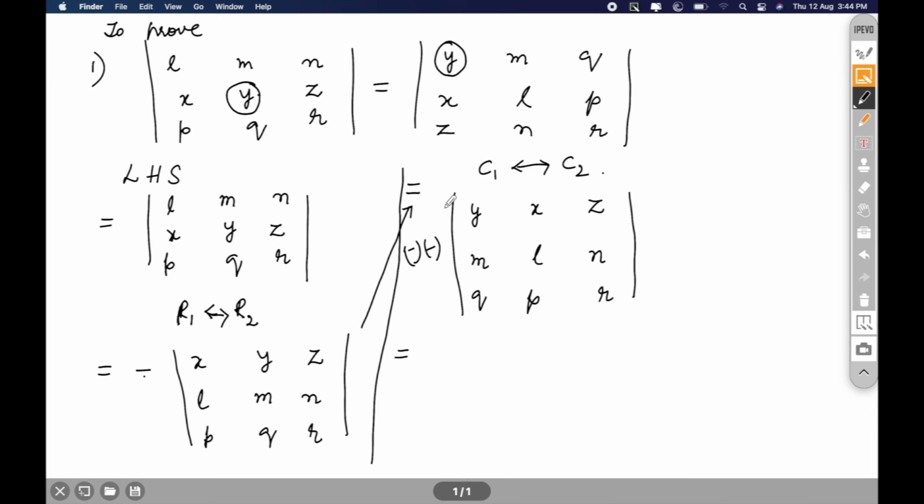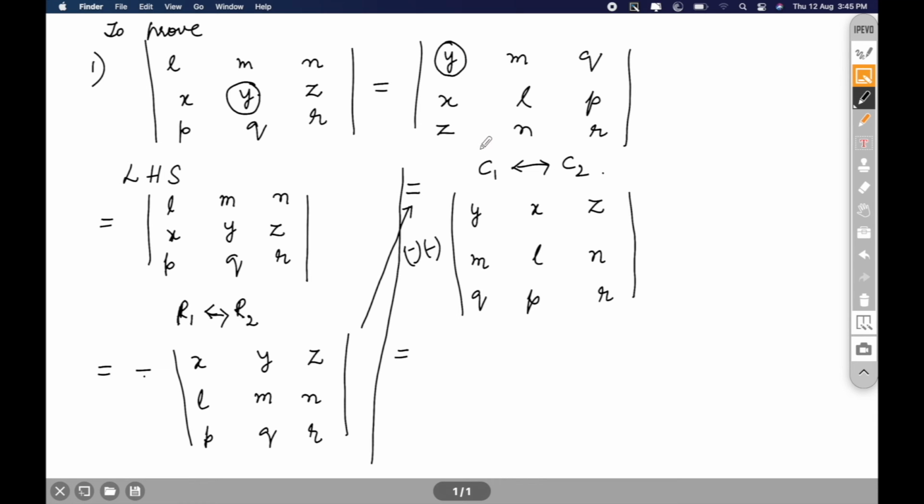Now look at y. Y has come to the first place, that is the first row, first column, but look at the rest of the elements. The rest of the elements do not match with the right hand side positions, right? Now let me read out the first row elements that I have obtained. They are y, x, z. Where do I have y, x, z here in the required part? I have it in the first column, right? So first row should become the first column.